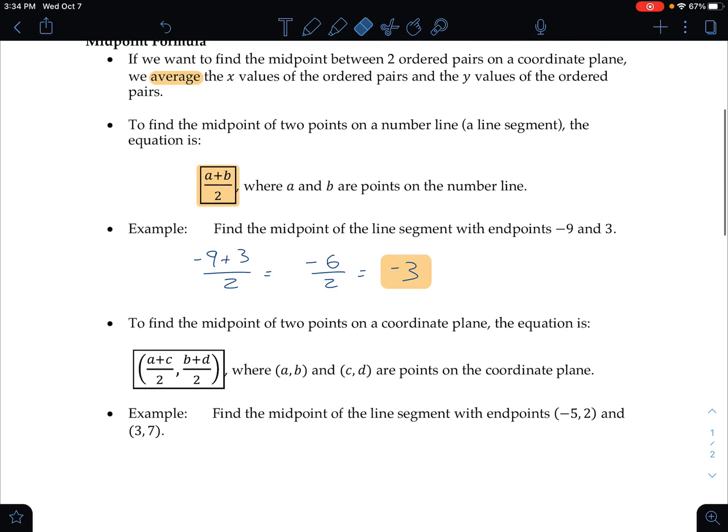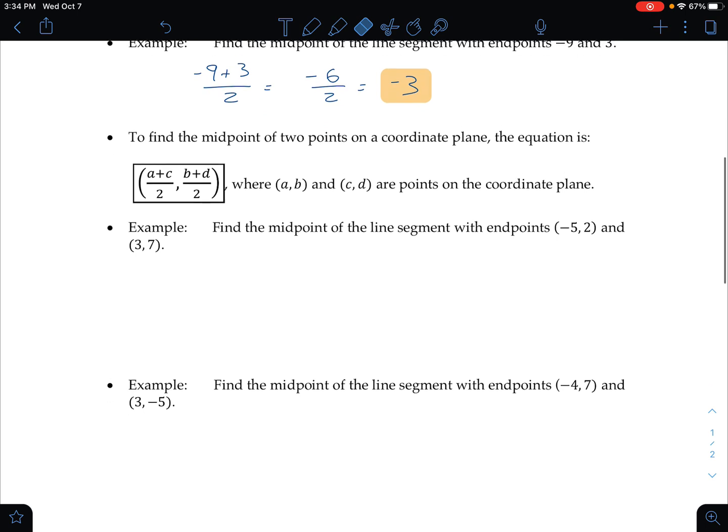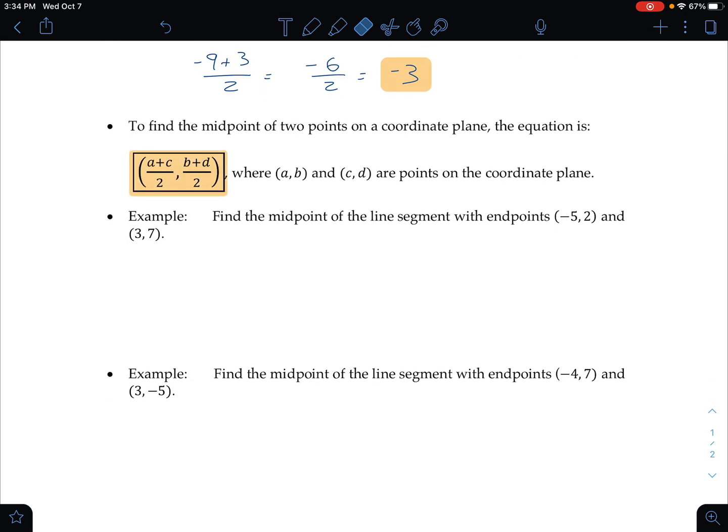Now, next, how do we do it if it's ordered pairs, so coordinates on a coordinate plane? Well, here's our formula. You take the x value of your first point and the x value of your second point, and add them up. Then you have the y value of your first point and the y value of your second point, and those are added up on the y value. So essentially, again, it's an average of the x's, there's your new x, the average of the y's, there's your new y. So, two quick examples.